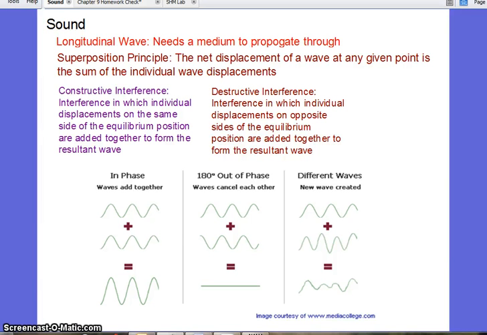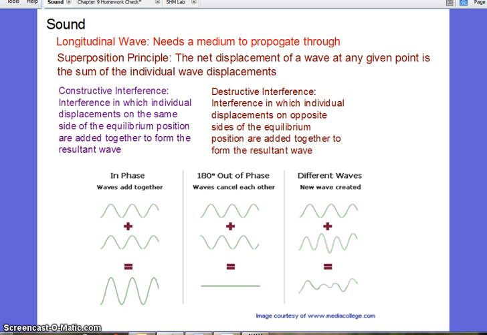Sound is a longitudinal wave that's caused by the vibration of an object. That object can be a guitar string, it could be the reed in a clarinet, it could be somebody's lips on a trombone, or it could be the skin of a drum. It could be our vocal cords vibrating, but that vibration causes the sound.